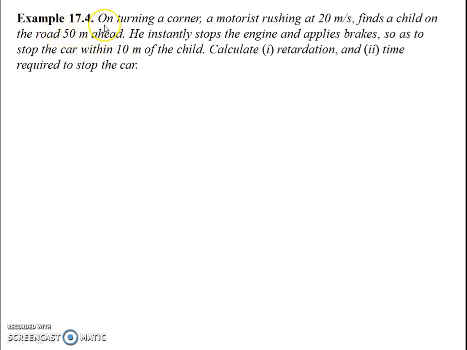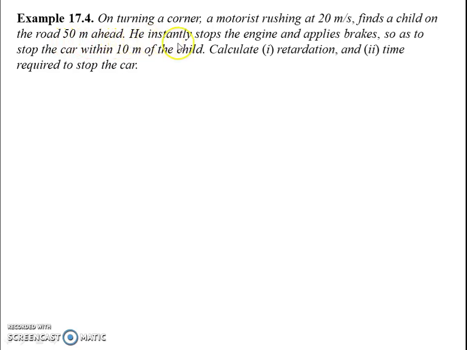Okay, next problem. On turning a corner, a motorist rushes at 20 meter per second. This is the initial velocity given. Suddenly he finds a child on the road 50 meter ahead of his vehicle, with initial velocity 20 meter per second.